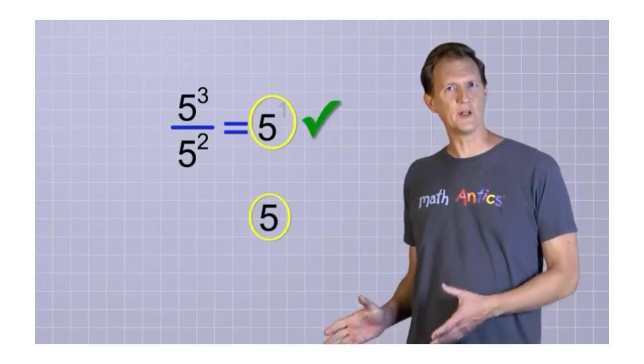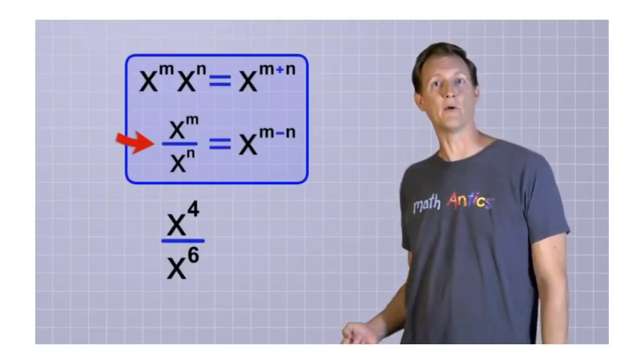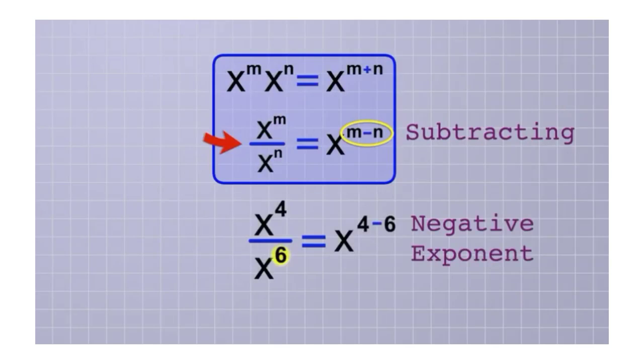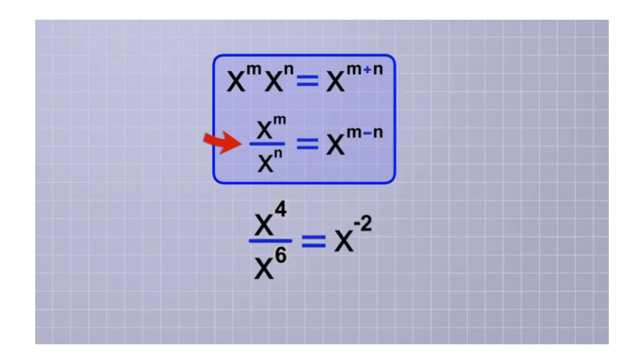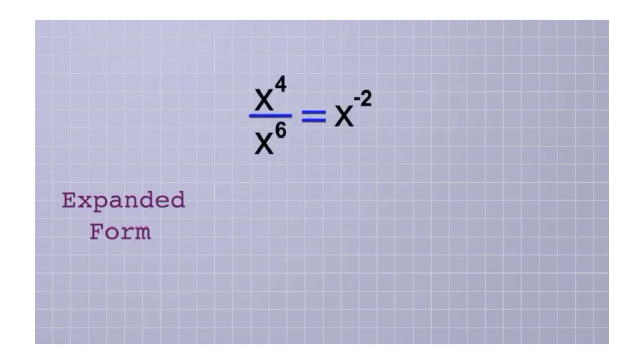But to make sure you've really got it, let's try using this law again with the expression x to the fourth power over x to the sixth power. This one's interesting. Our law says that we can simplify it by subtracting the bottom exponent from the top, right? But in this case, that will give us a negative exponent because the bottom exponent is bigger than the top. 4 minus 6 would be negative 2. So according to our law, this expression should be equal to x to the negative 2. Let's try writing it out in expanded form to see if that's true.